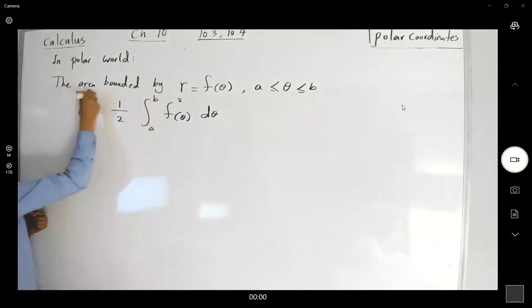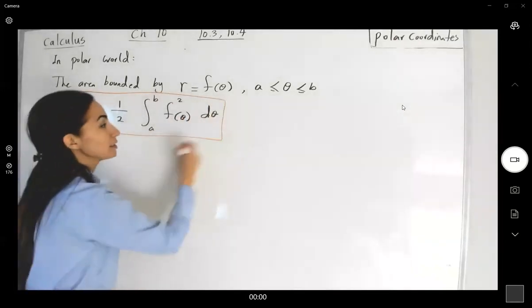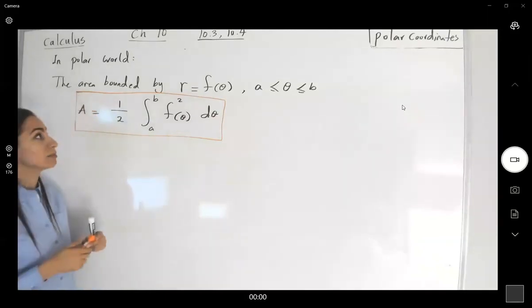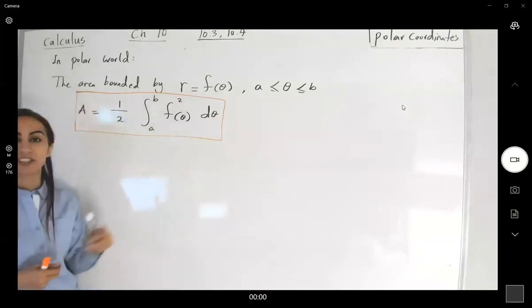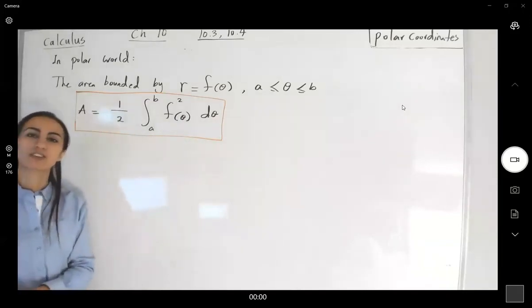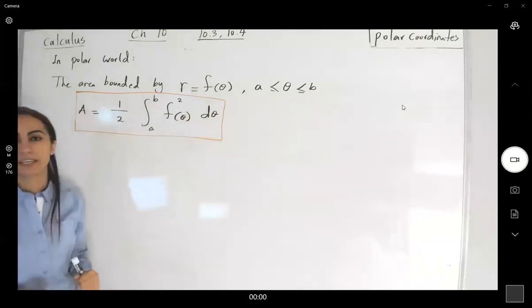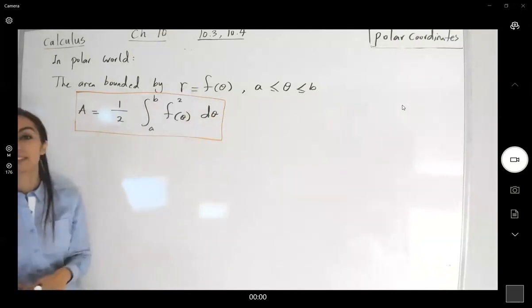So if we have polar equations, and then we're interested in finding the area bounded by those equations, we have to follow the formula, a half integral r squared d theta. r is just f of theta, so f of theta squared d theta.